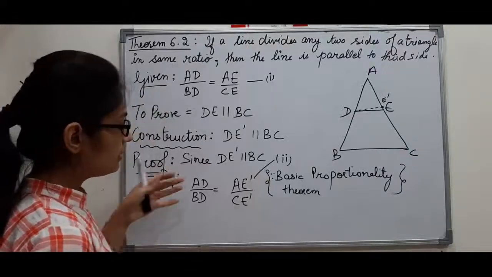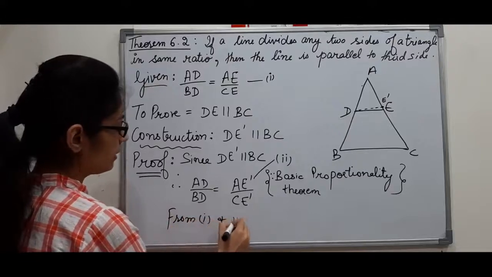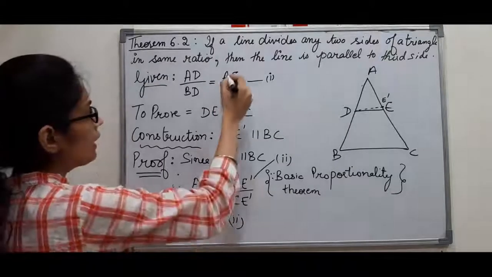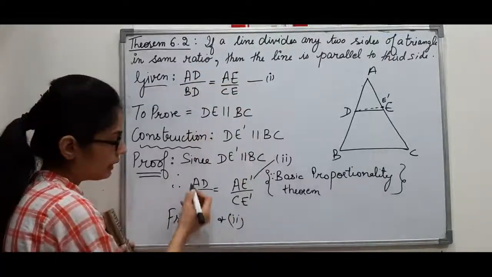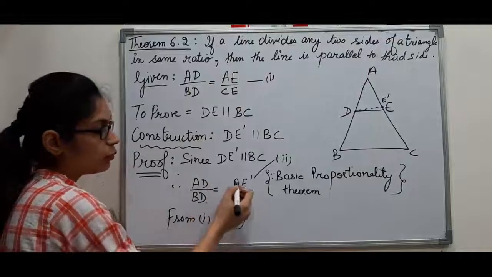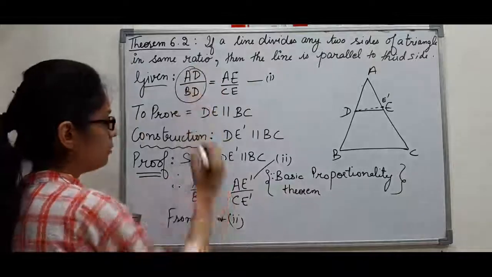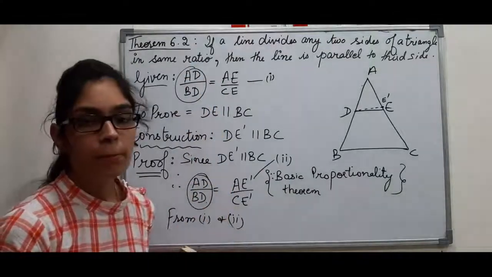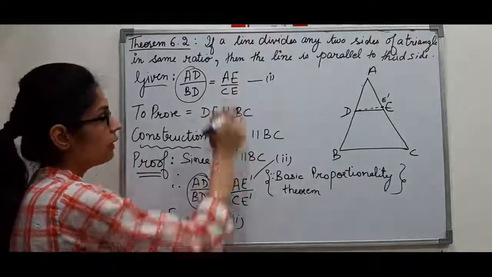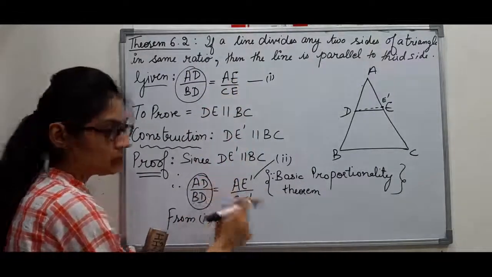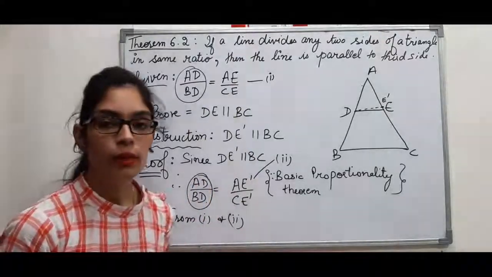Now from first and second, we can see AD upon BD is equal to AE upon CE, and AD upon BD is equal to AE dash upon CE dash. So this is telling me that AD upon BD is a common term which is equal to both of these. So if both AE upon CE and AE dash upon CE dash are equal to AD upon BD, this means they are equal to each other also.